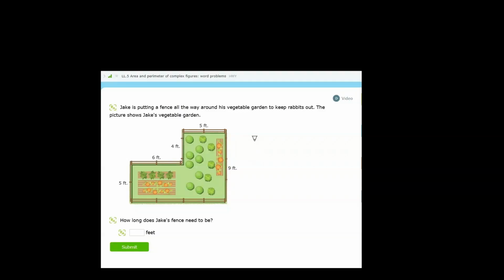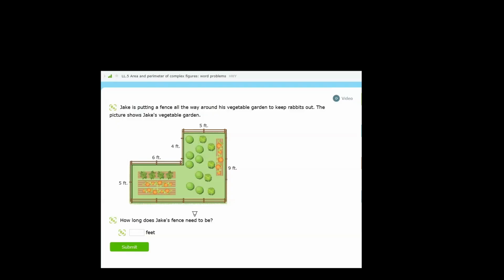Today, we're going to be talking about perimeter of complex figures. So here we have Jake is putting a fence all the way around his vegetable garden to keep rabbits out. The picture shows Jake's vegetable garden. And the question asks us, how long does Jake's fence need to be?